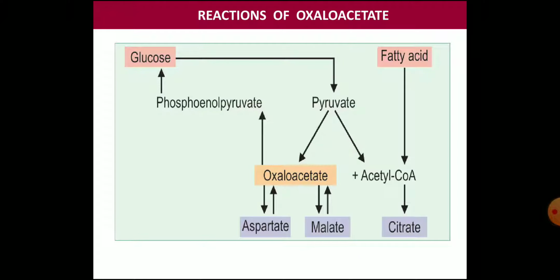Now, what are the sources of oxaloacetate here? It can be produced from pyruvate, that is by the pyruvate carboxylase reaction, you can get the oxaloacetate.